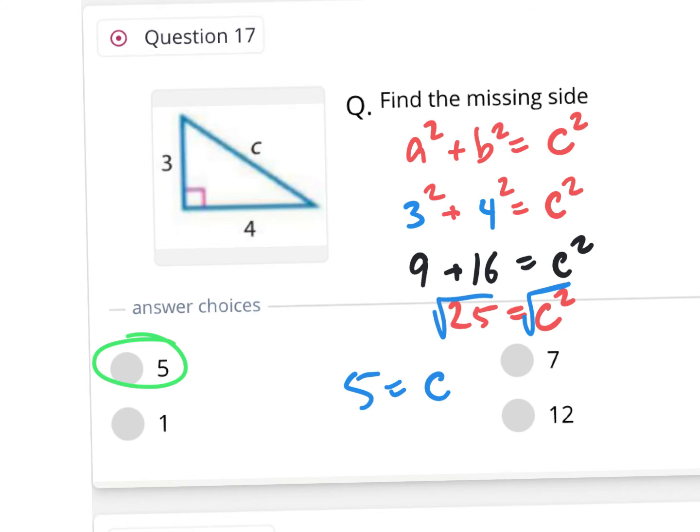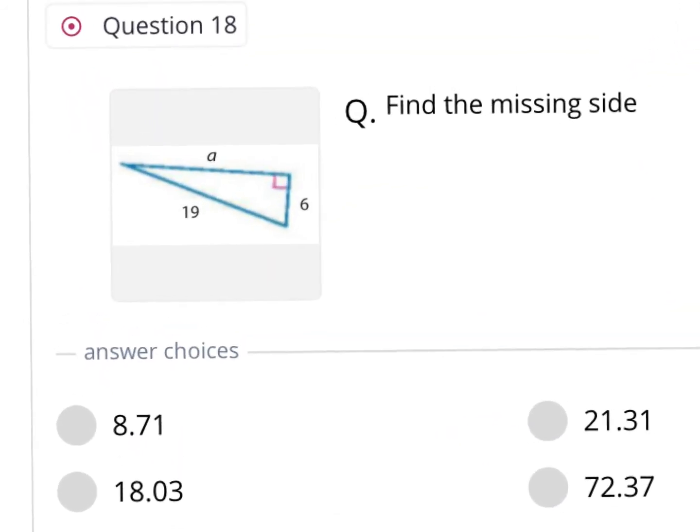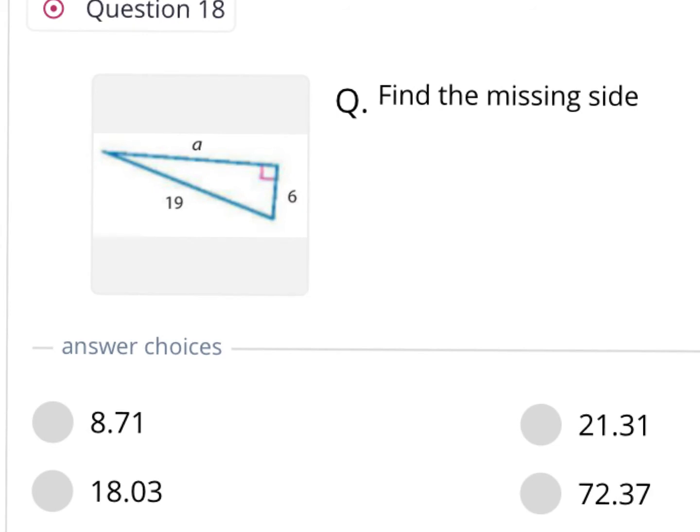Okay, moving on. Question 18, another 90-degree angle. It says find the missing side. Once again, we are going to use Pythagorean theorem, a squared plus b squared equals c squared. And once again, the important part is to identify the c value. Where is the c value? It's the side opposite of your 90-degree angle, right? This is touching the 90 degree, this is touching the 90 degree. This one's the one that's opposite of the 90-degree angle. This is the longest side. That's the hypotenuse. That is the c value.